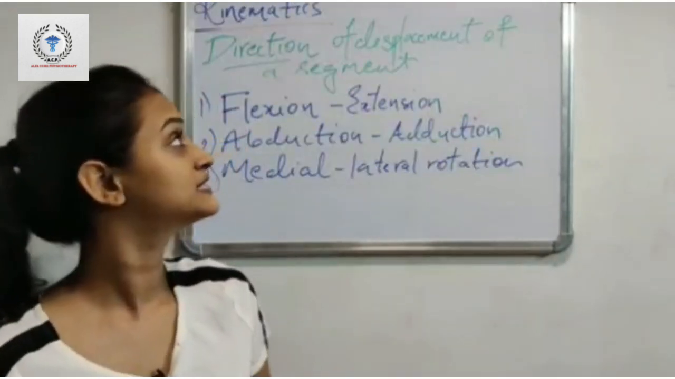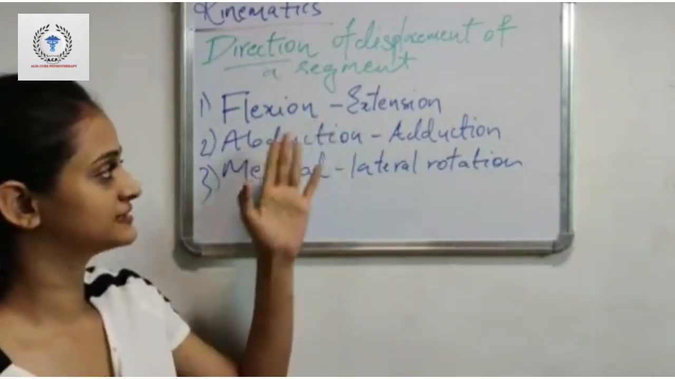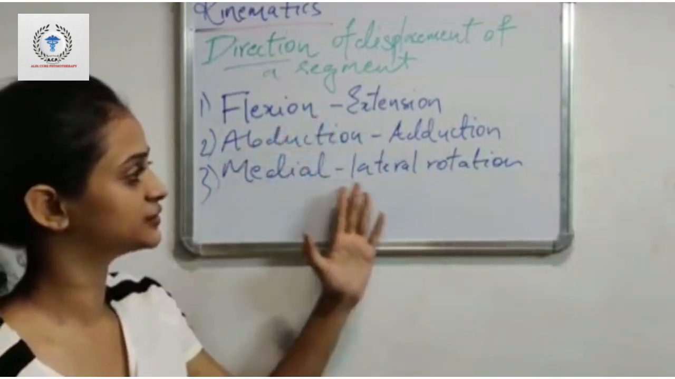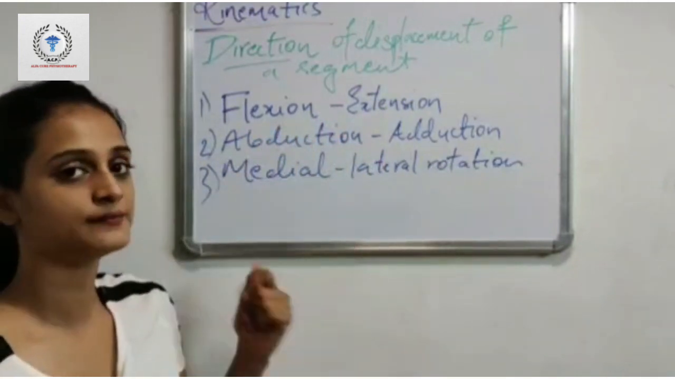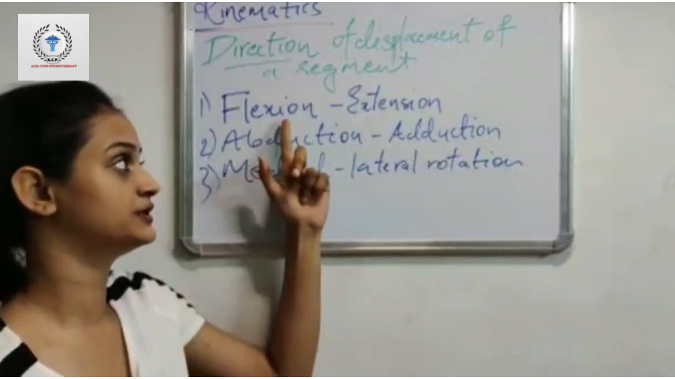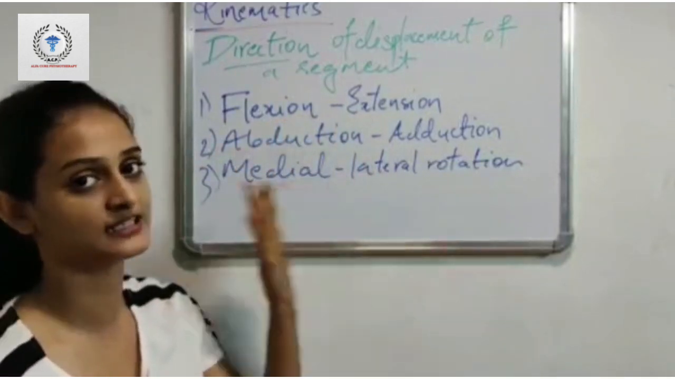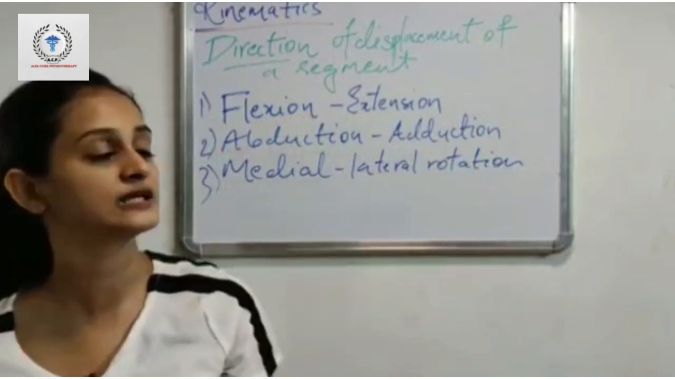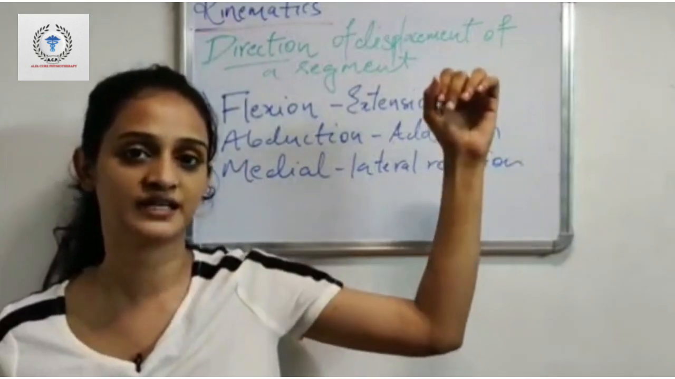Next we are going to study direction of displacement of a segment. As I've written: flexion, extension, abduction, adduction, medial rotation, lateral rotation. These movements occur in the same plane but in opposite directions. Suppose you take flexion and extension, they occur in the same plane but the direction is opposite. Similarly, abduction and adduction, and medial rotation and lateral rotation.